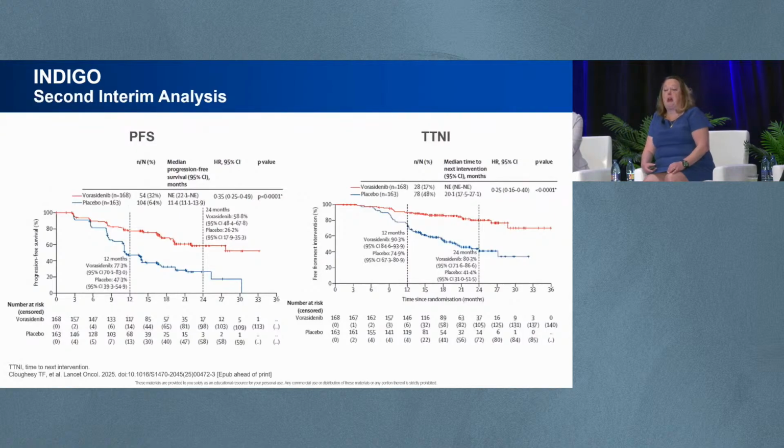There was a recently published secondary analysis which further cemented that, on longer-term evaluation, progression-free survival continued to be extended for patients that were on vorasidenib versus placebo. Also, a key secondary endpoint was time to next intervention. This is time to when they needed more surgery, going to radiation and chemotherapy, or other further interventions. And that has not even been reached. The median value has not been reached for patients that were on vorasidenib versus placebo. And so you can see these updated data here.